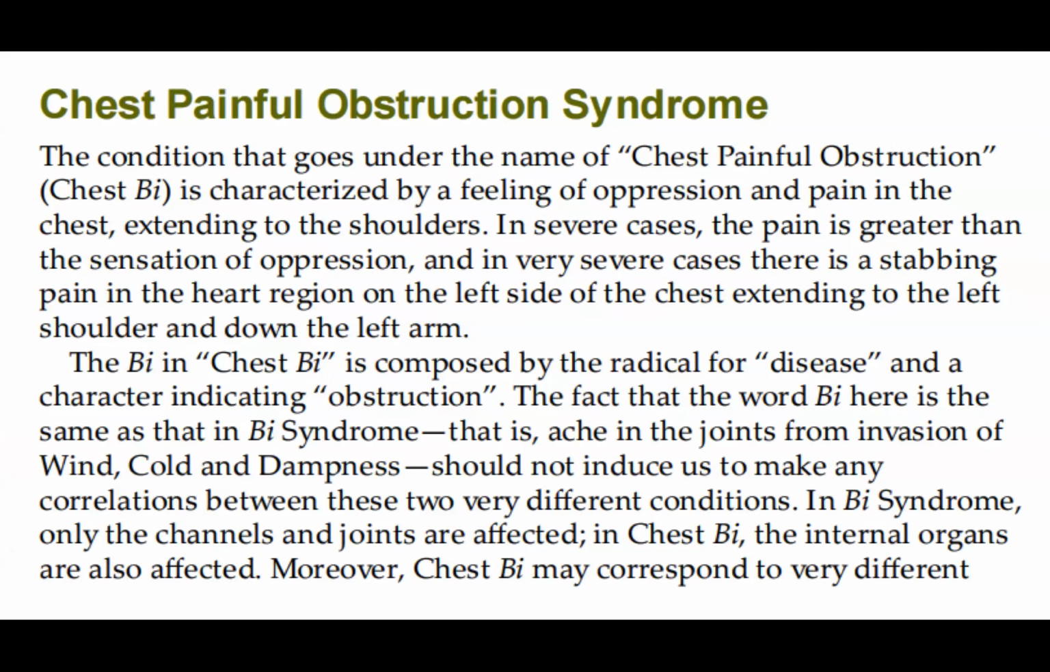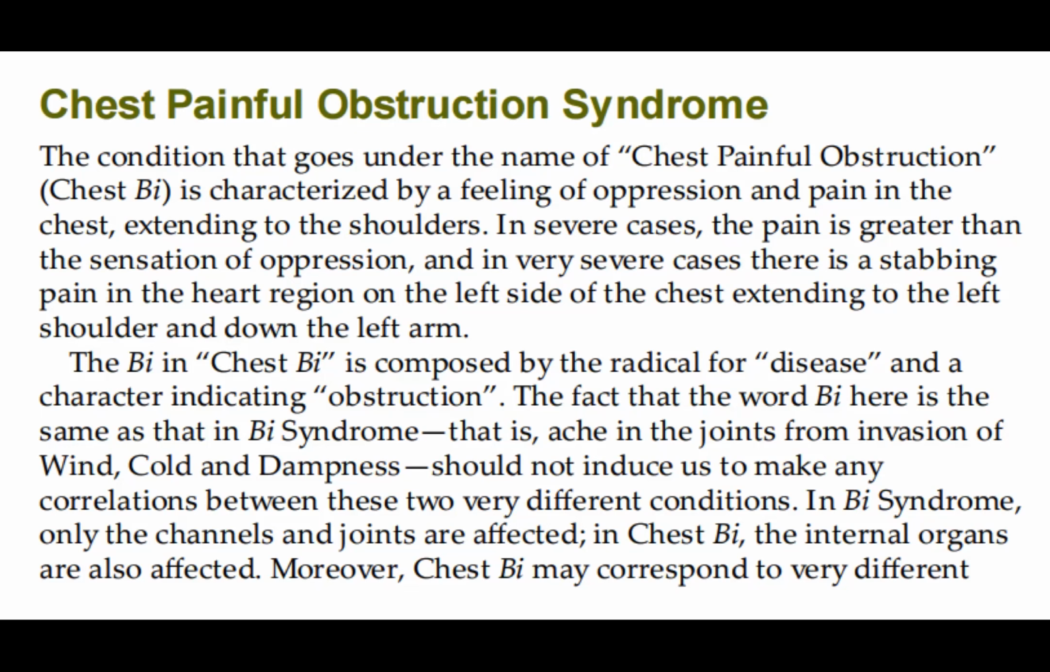The P in chest P is composed of the radical for disease and a character indicating obstruction. The fact that the word P here is the same as that in P syndrome, ache in the joints from invasion of wind, cold, and dampness, should not induce us to make any correlations between these two very different conditions. In P syndrome, only the channels and joints are affected. In chest P, the internal organs are also affected.